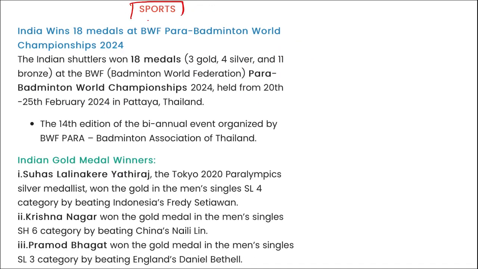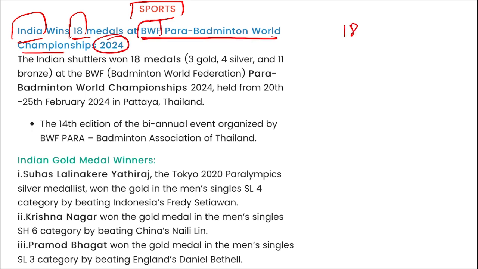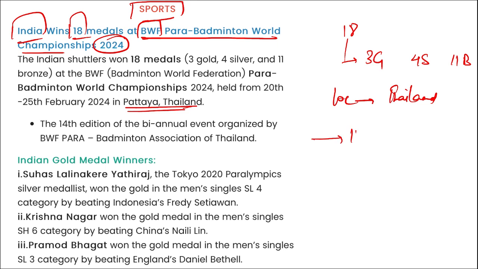Next, sports. Here, India has won 18 medals at the BWF Para Badminton World Championship 2024. Out of these 18 medals, 3 were gold, 4 silver and 11 bronze. This championship, the BWF Para Badminton World Championship, where was this held? Location is important. It was held in Pattaya, Thailand, and this was the 14th edition of this biannual event, that was hosted by the Badminton Association of Thailand.